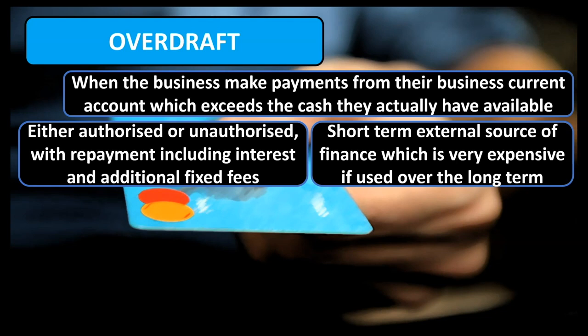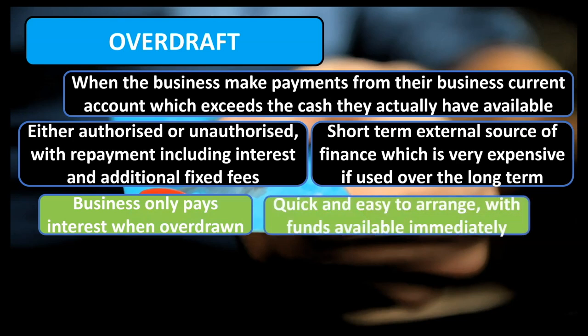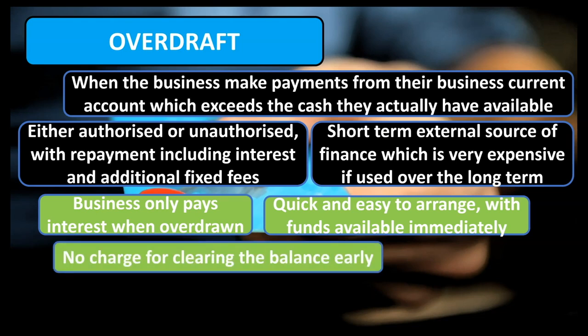Importantly, if it becomes a common occurrence for a business to be in an overdraft, it may want to consider alternative options such as a bank loan to reduce the additional amounts of interest and one-off charges incurred with an overdraft. Some of the key advantages of a bank overdraft include: the business only pays interest when it's overdrawn, and typically it is quick and easy to arrange and funds are available immediately after it's been set up. Unlike other sources of finance, there is typically no charge for clearing the balance earlier than expected.